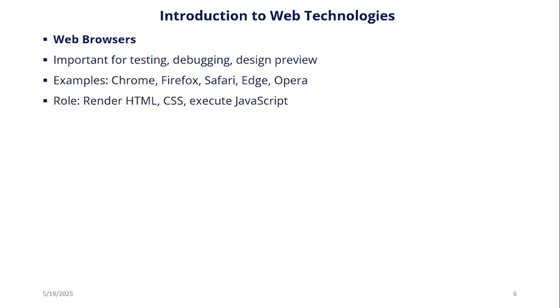The role of web browsers is to render HTML. Render means to show hypertext markup language in a format that looks beautiful and responsive on the screen. Then there is also rendering CSS, cascading style sheets, which we will also apply in this course. And web browsers also execute JavaScript, which is a programming language that makes the web pages exciting or active.